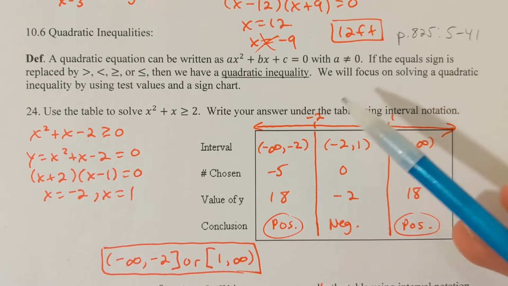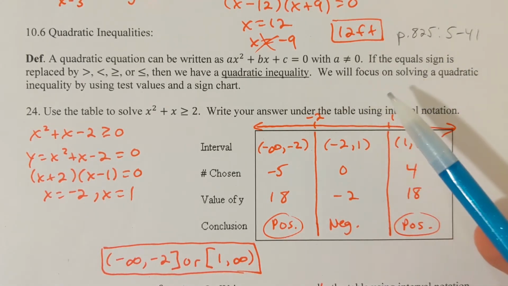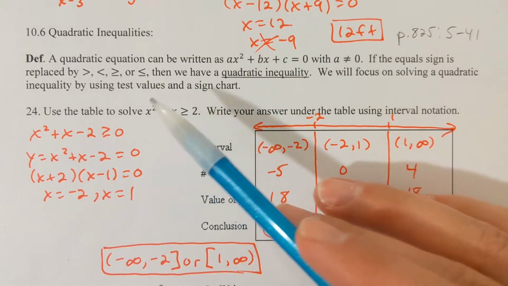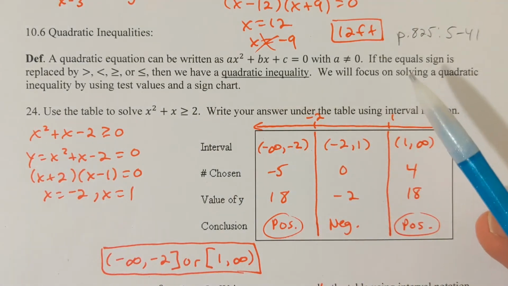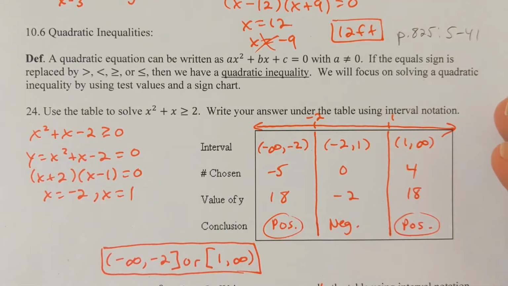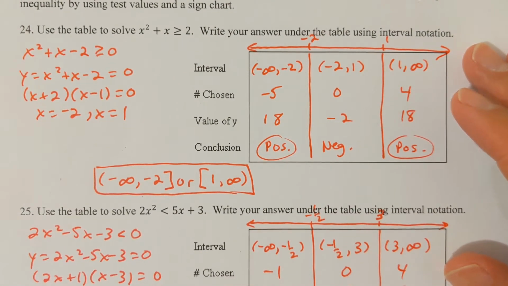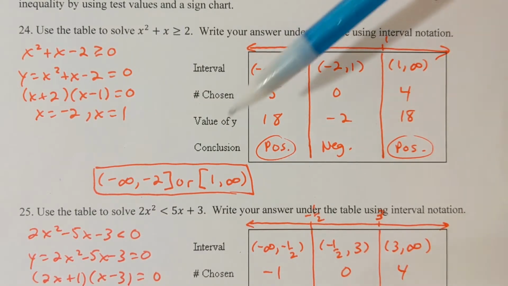Okay, now there's various ways that you can solve a quadratic inequality. I'm going to have us focus on solving a quadratic inequality by using test values and then what's called a sign chart here. So let's take a look at some examples. Problem 24. Use the table to solve the inequality x squared plus x greater than or equal to 2. We'll write the answer under the table using interval notation.